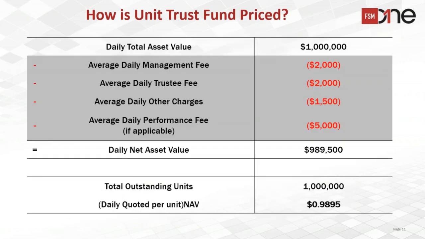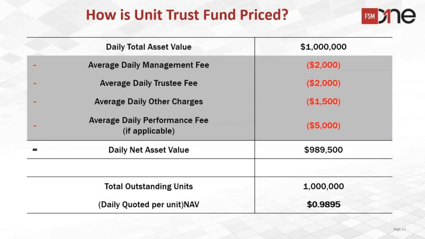So this is a very simple illustration on how unit trust fund being priced. Let's take example that the daily total asset value is 1 million, which means the stock holdings or the underlying asset that the fund manager invests in is worth 1 million today as of the market closing price. So after minus all the average or prorated liability of the fund, which I highlighted in the gray area, the daily net asset value is as per this, 989,500. So after the fund deducted the cost, the liability, this will be the net asset value.